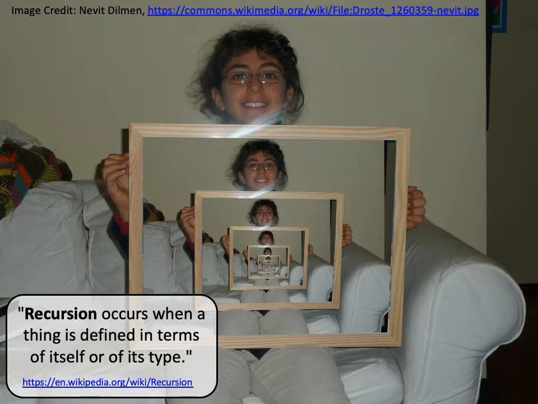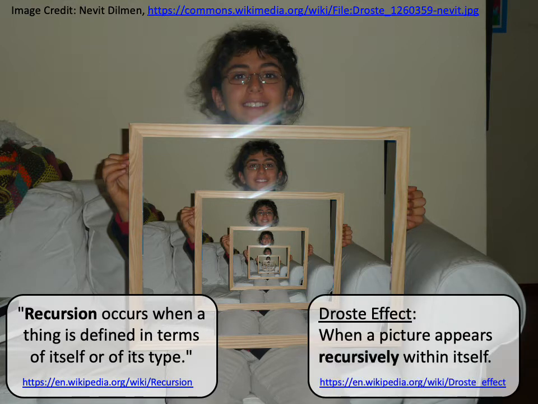Recursion occurs when a thing is defined in terms of itself or of its type. So this picture shown here is recursive because it shows a girl holding a picture of herself holding a picture of herself holding a picture of herself, and I could go on and on. This is an example of recursion. And actually, this is an example of something called the Droste effect, when a picture appears recursively within itself. So if you ever see something like that visually, that's the Droste effect. But how does that feature in computer programming?